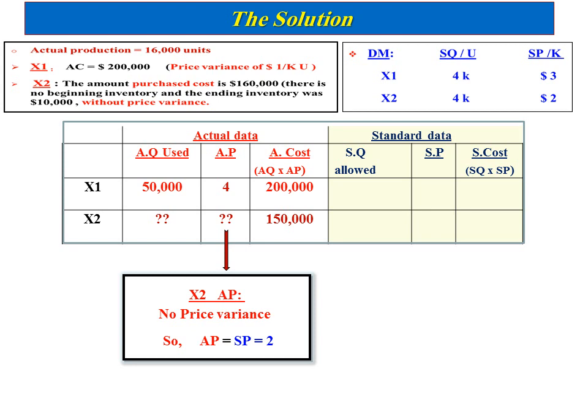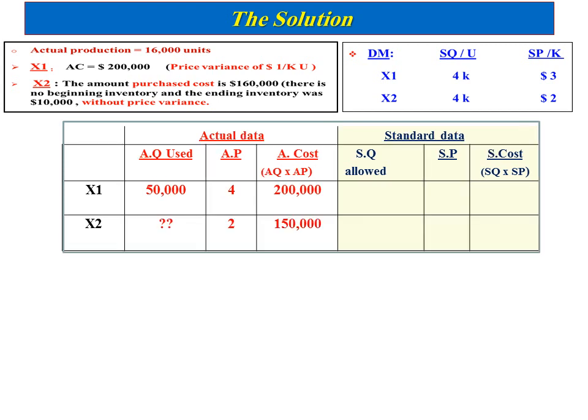So after calculating actual cost for X2 and actual price, we can calculate actual quantity used. Actual quantity used will equal 150,000 divided by actual price 2. So the actual quantity used is 75,000.